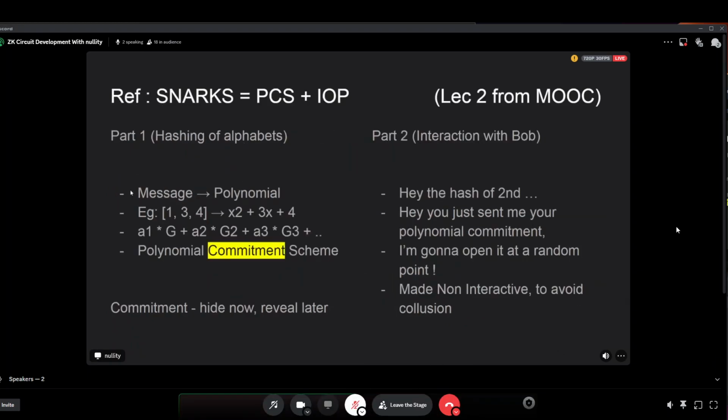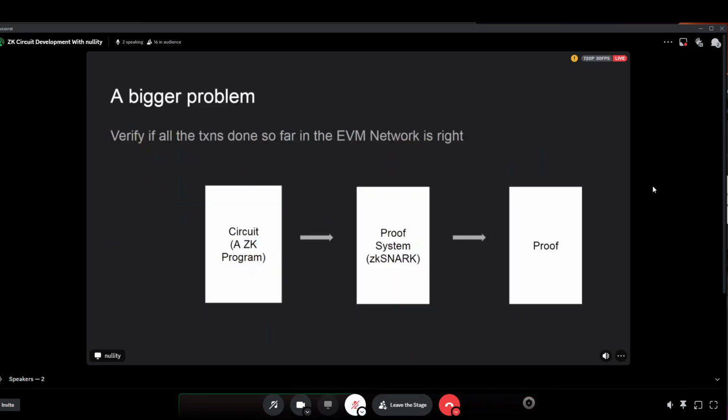So we had part one where you hide the secret, and part two where you interact and generate a proof saying, yeah, it's true, or no, that's not true. This is actually what a snark is. So a snark just hides whatever witness values you have and generates a proof, in a non-interactive way mostly. And this is what a snark is. So it's very simple. A snark could be broken down into PCS and IOP.